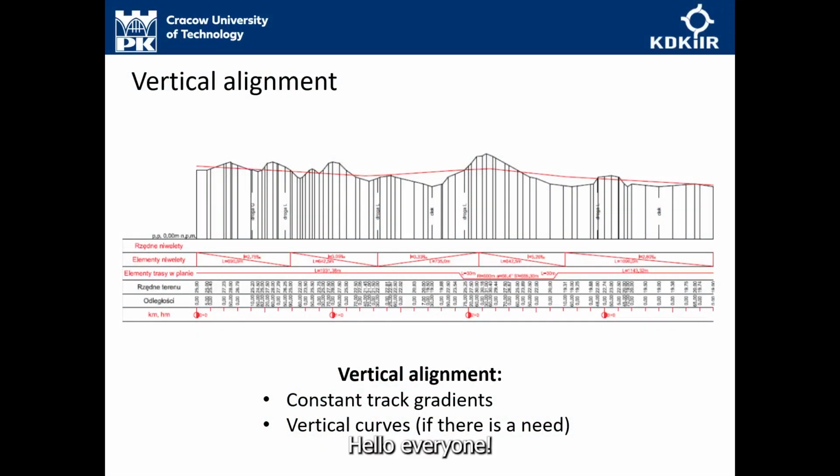Hello everyone. As we mentioned in our last class, we have already completed two basic parts of our design project, horizontal alignment and vertical alignment. Now we have only one final, third part left to complete, the so-called cross-section. So let's begin.